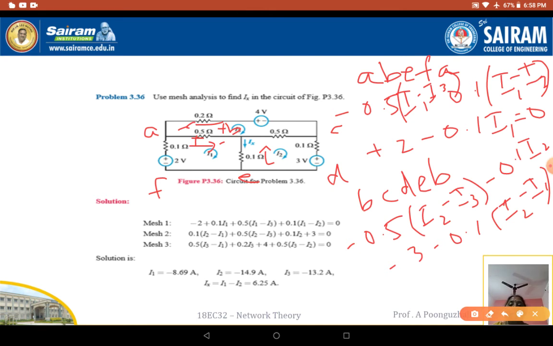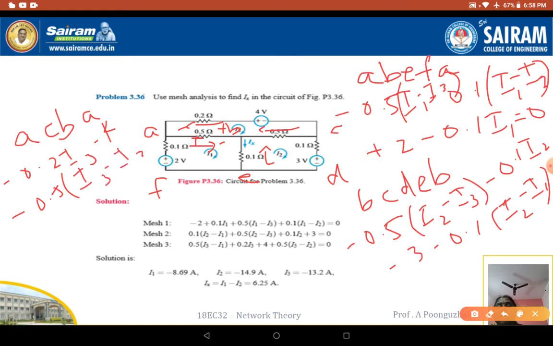So similarly, the third loop is going to be your A, C, B, A. Current is entering like this. So minus 0.2 I3 minus 4. Current is entering like this. So it is minus 0.5 into I3 minus I2, minus 0.5 into I3 minus I1 is equal to 0. So if I simplify it, I'll get this equation there.